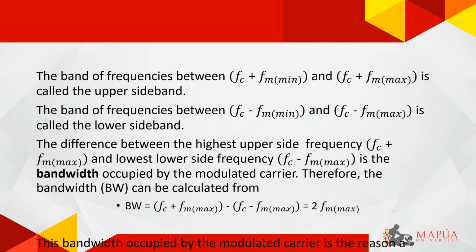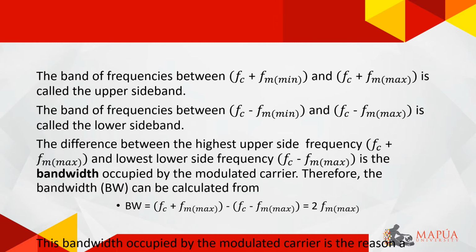The band of frequencies between the quantity f sub c plus f sub m min and the quantity f sub c plus f sub m max is called the upper sideband, while the band of frequencies between the quantity f sub c minus f sub m min and the quantity f sub c minus f sub m max is called the lower sideband.